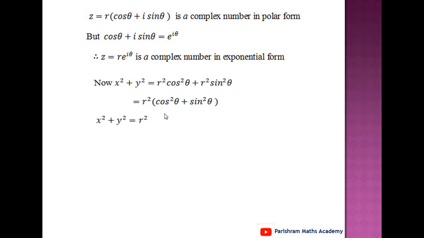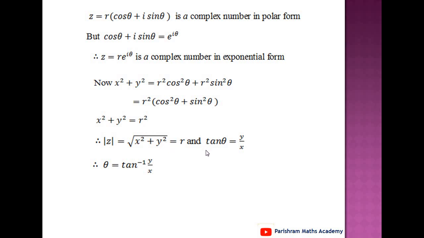Now, x equals r cos theta, y equals r sin theta, and therefore x square plus y square: the value of x square is r square cos square theta, the value of y square is r square sin square theta. By taking r square as common, the value of cos square theta plus sin square theta is 1, and therefore x square plus y square equals r square. And therefore, mod of z is the root of x square plus y square, and this root of x square plus y square is the same as r.